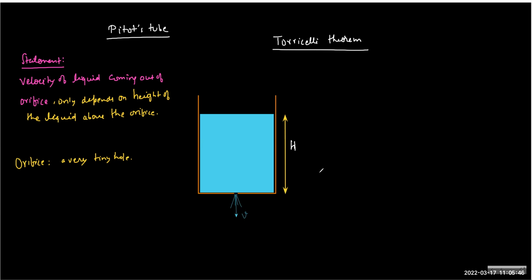So again, we can find it using the Bernoulli equation. But in this case, the area will not be given to us for the obvious reason: orifice means a very small area. So if I take the big area as capital A, and the small area as small a, then the orifice refers to the relation that small a is very, very small compared to capital A, maybe 100 times smaller.